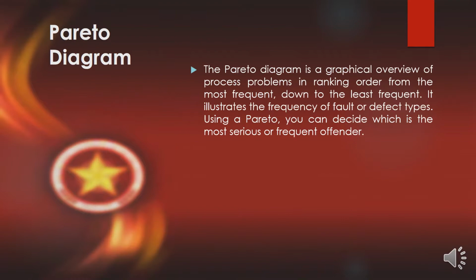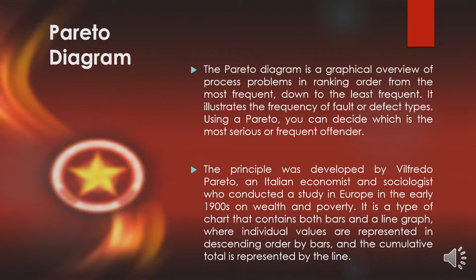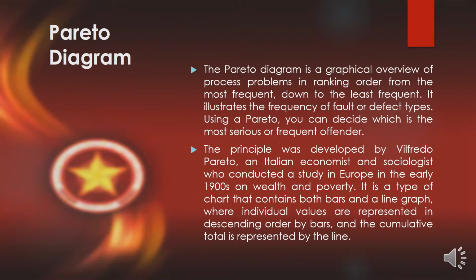Pareto diagram is a graphical overview of the process problems in ranking order from the most frequent down to the least frequent. It illustrates the frequency of fault or defect types. Using a Pareto, you can decide which is the most serious or frequent offender. The principle was developed by Vilfredo Pareto, an Italian economist and sociologist who conducted a study in Europe in the early 1900s on wealth and poverty. It is a type of chart that contains both bars and a line graph, where individual values are represented in descending order by bars, and the cumulative total is represented by the line.